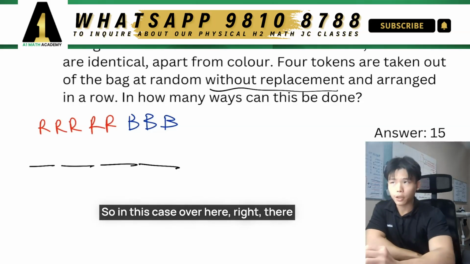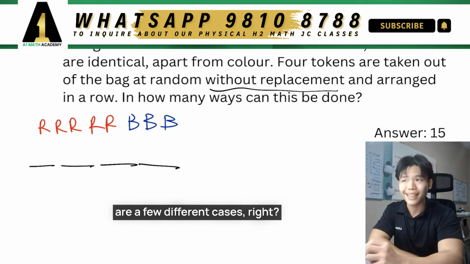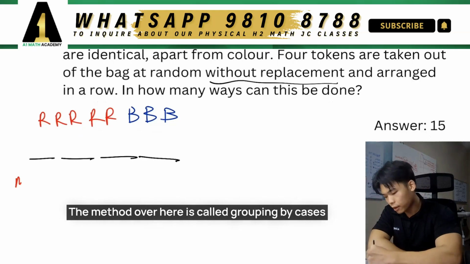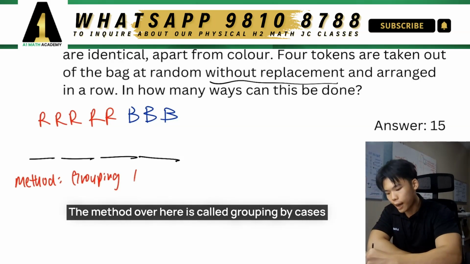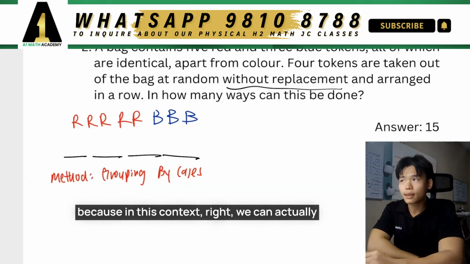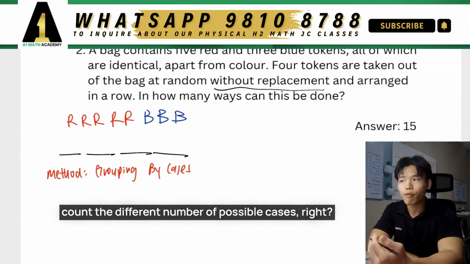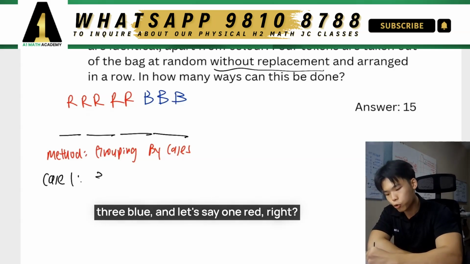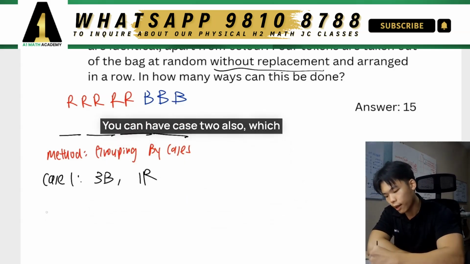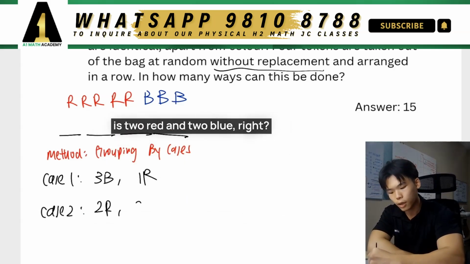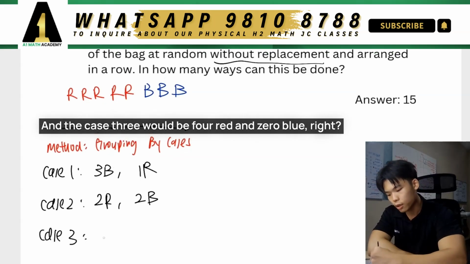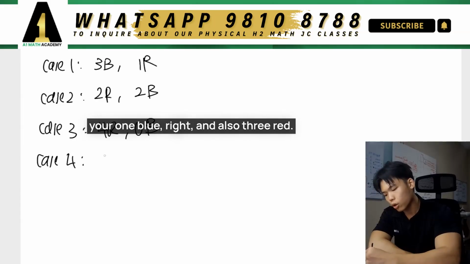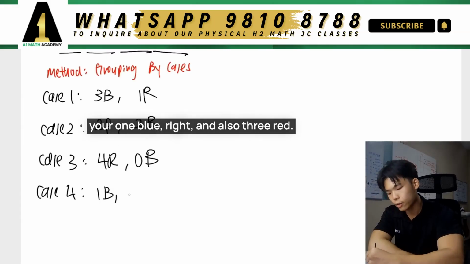So in this case over here, there are a few different cases. And in this video I'm going to teach you this method, which is called grouping by cases. Because in this context, we can actually count the different number of possible cases. Case 1 would be 3 blue and let's say 1 red. You can have case 2 also, which is 2 red and 2 blue. And case 3 would be 4 red and 0 blue. And the last case over here would be 1 blue, and also 3 red.